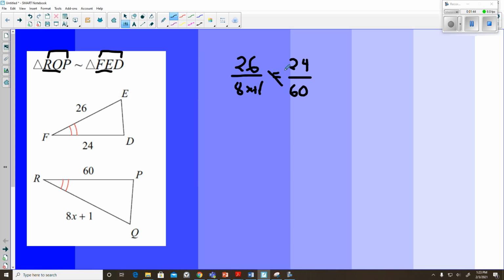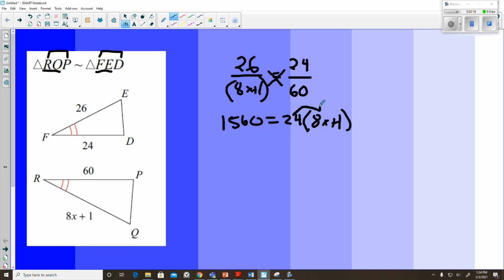We're going to cross multiply. That's how you solve these problems. When you do that, you need to put parentheses around your expressions if you have some. So we do 60 times 26, and that gives you 1560. That's going to be equal to 24 times, in parentheses, 8x plus 1, and you have to distribute.